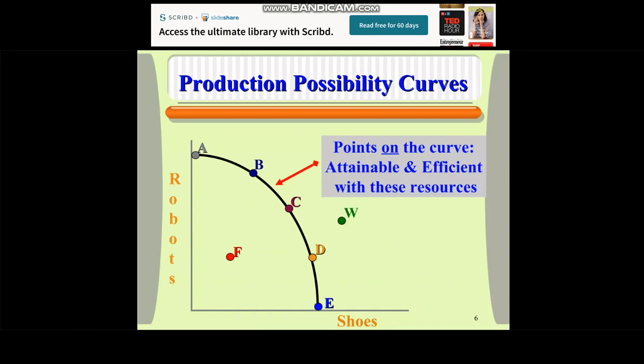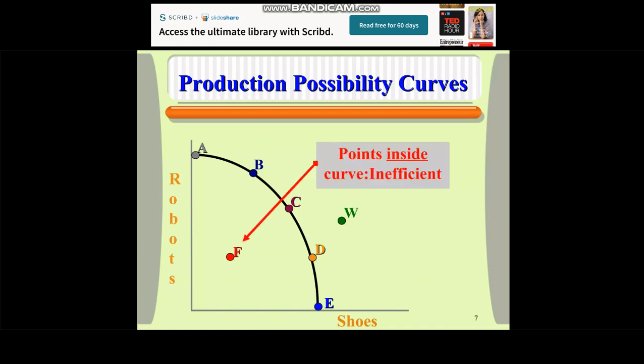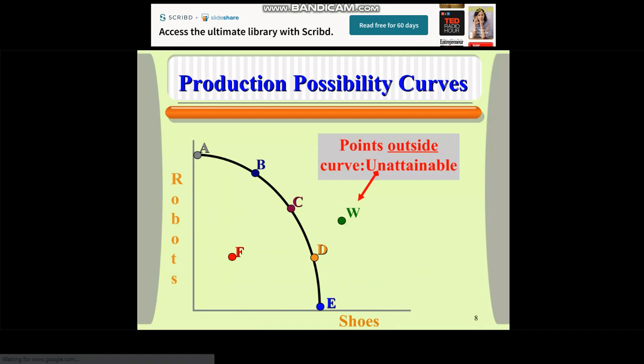Points on the curve are attainable and efficient with these resources. Points inside the curve are inefficient. Points outside the curve are unattainable.